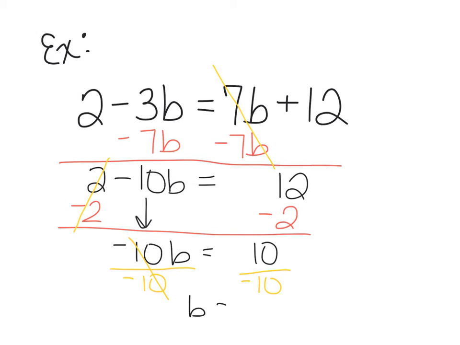So now I have a 1b right there. And then 10 divided by negative 10 is going to give us negative 1. So b is going to be equal to negative 1. And you can go back and check this solution just like we did in the other problem, so you can make sure it actually works.